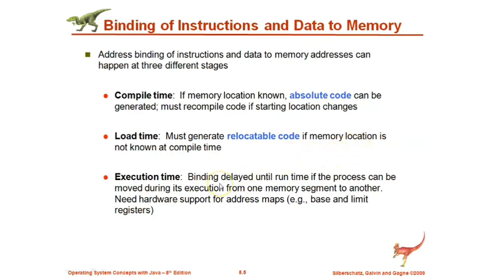The last one is execution time, where binding is delayed until runtime if the process can be moved during its execution from one memory segment to another memory segment. Meaning that if the process can be moved during its execution from one memory segment to another, then binding must be delayed until runtime. The binding will be carried out at runtime, because there is a possibility of moving the process during its execution from one memory segment to another.